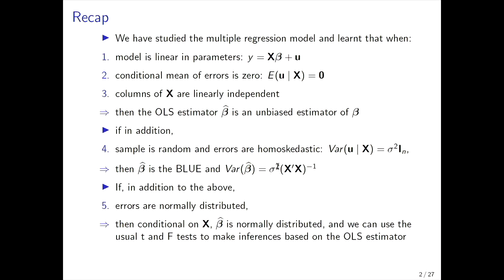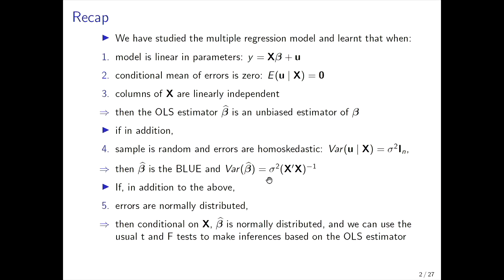Because sigma squared here, that's supposed to be the common variance of the errors. But when you have heteroskedasticity, you have no common variance, right? You've got sigma 1 squared, sigma 2 squared, sigma 3 squared, and so on. So this can't possibly be the correct formula for the variance of beta hat.